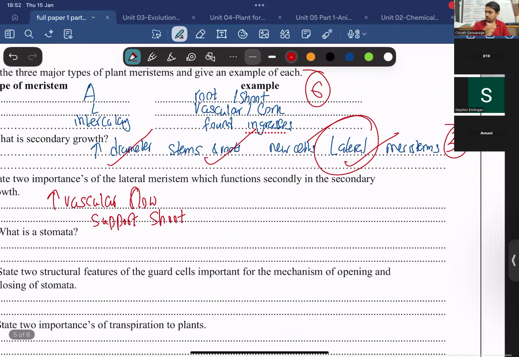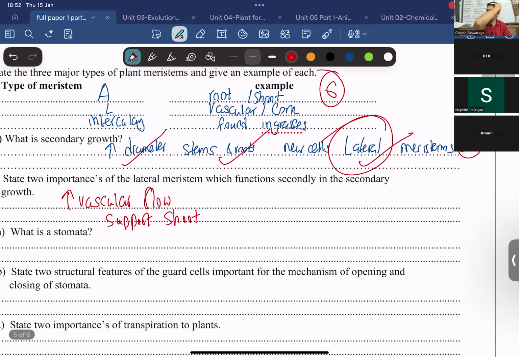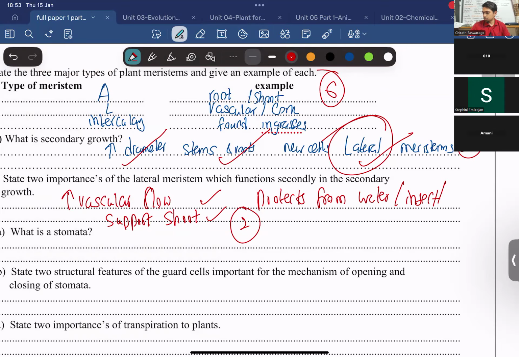Then if you consider the layers produced by the cork cambium, right? What can you say? Protects the stem from water loss and insects, bacteria, fungi, and so on. Any of these three you can mention for 2 marks, right? Increase vascular flow, provide support to the shoot, and protect from water loss, insects, bacteria, and fungi.